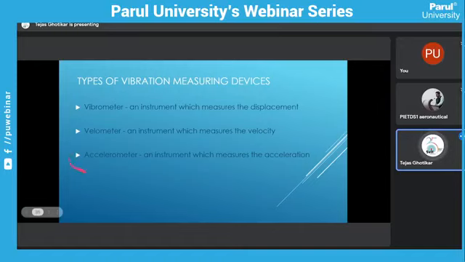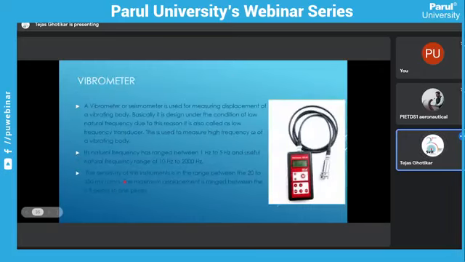But whenever it's high frequency vibrations, we need to go for an accelerometer, because for high frequency, the displacement or velocity readings won't be accurate. Okay, in that case we need to go for an accelerometer. And these are a few of the vibrometers.